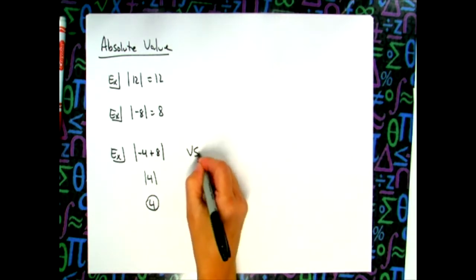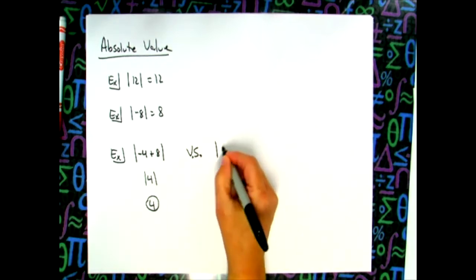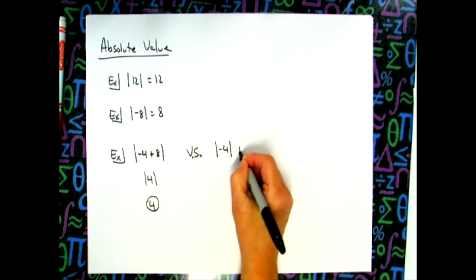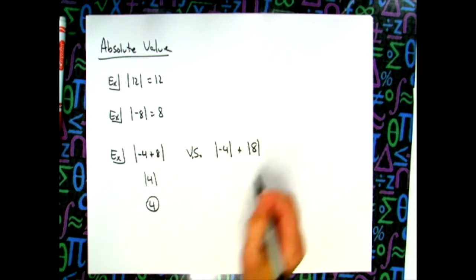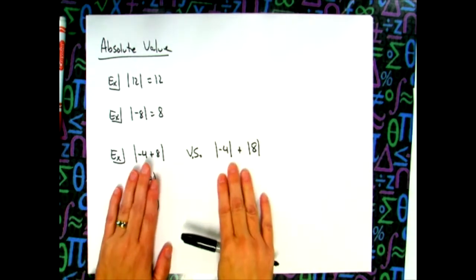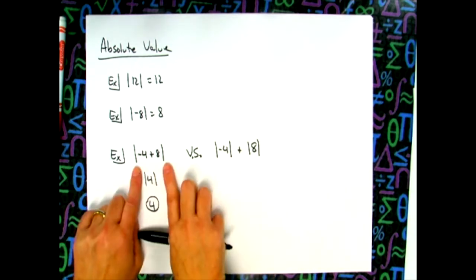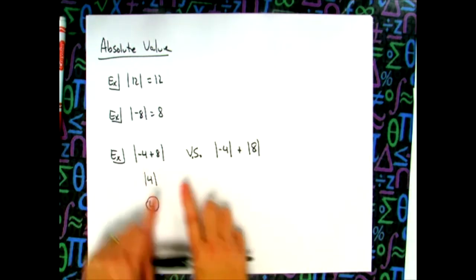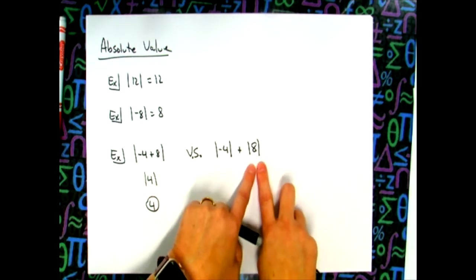Now compare that. What if I wanted to compare that to the absolute value of -4 plus the absolute value of 8? These two problems are not the same. Over here, the absolute value bars are around the whole thing. Over here, they're around each individual number.